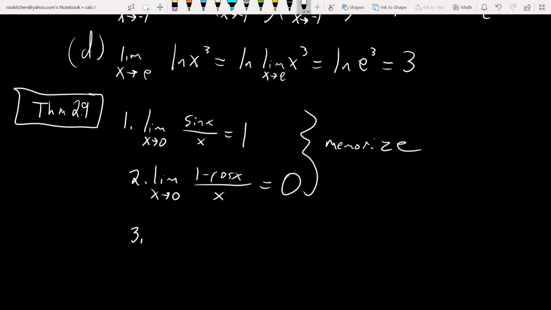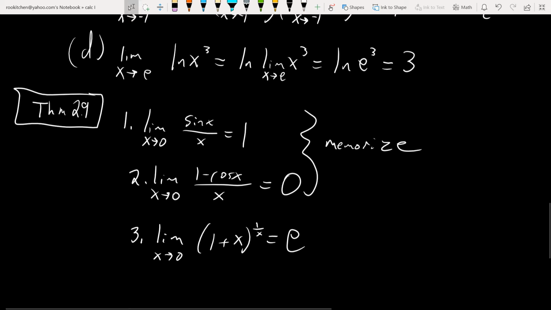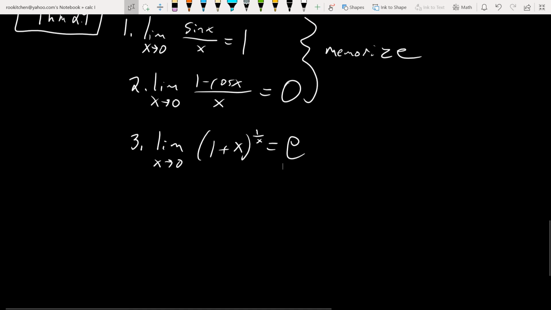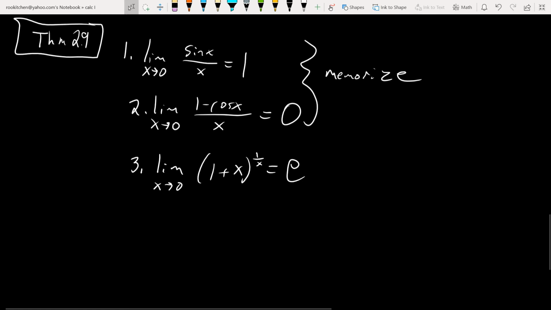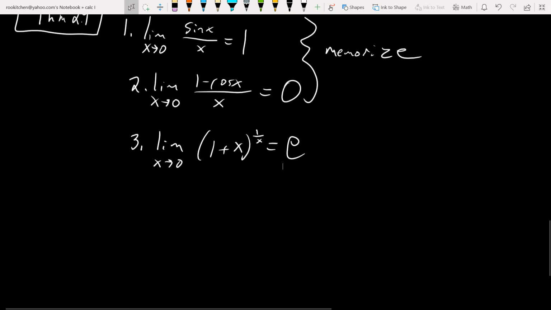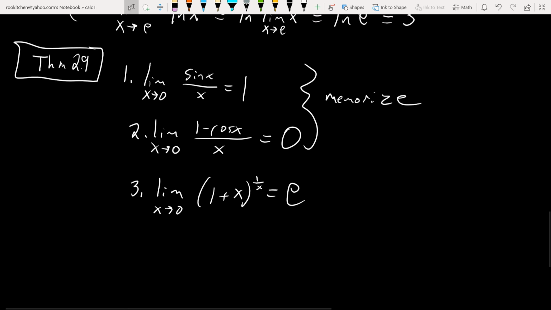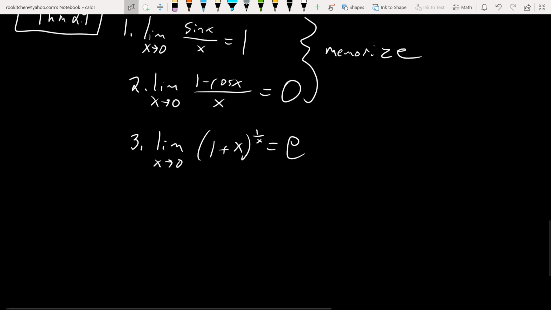Then thirdly, the limit as x goes to 0 of (1 plus x) to the 1 over x. You see that in business and finance when you're doing compound interest. That thing's just going to equal e, okay? And you'll see that more once you get to calculus 2, so stuff like that. So in the beginning, you just need to memorize those first two. To prove the first one, we're going to need the squeeze theorem. Before we get into that, let's just take a pause and kind of go and look at some exercises.